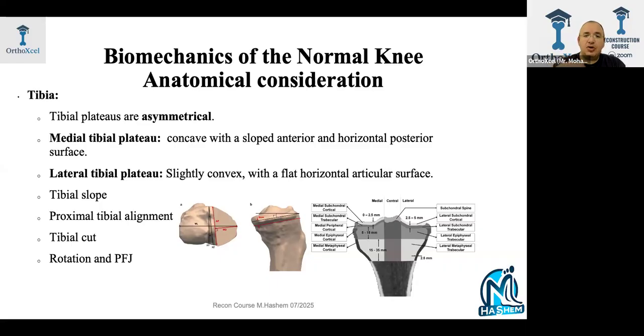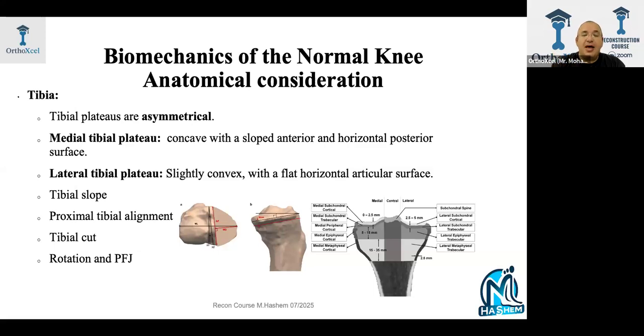You remember when you're doing your cut in the tibia, we are using an extramedullary reference, not like the femur where we're using an intramedullary reference. We need to be careful about the rotation for the patellofemoral joint. We need to be careful about the cut, because we understand that the medial tibia is lower than the lateral, and with varus, the medial will be lower and lower.